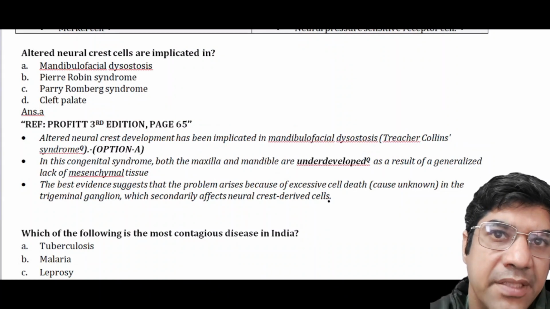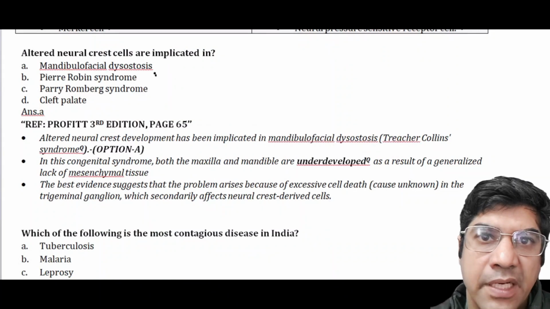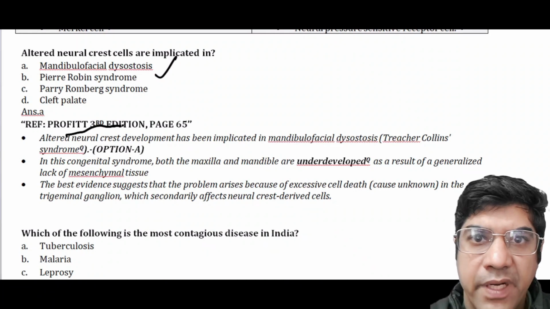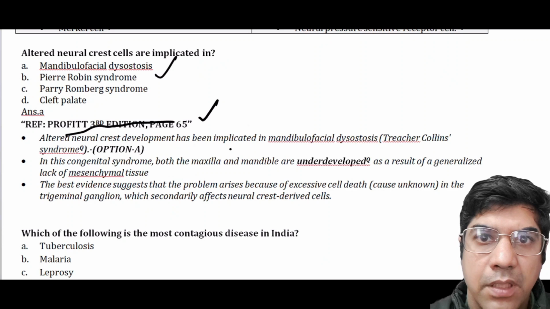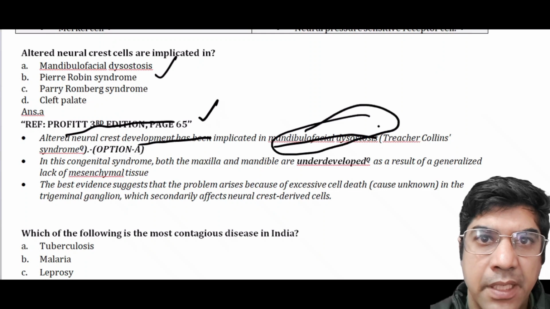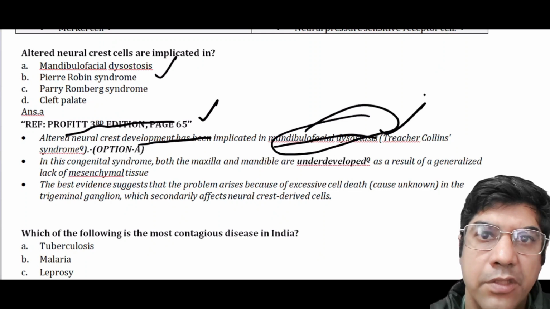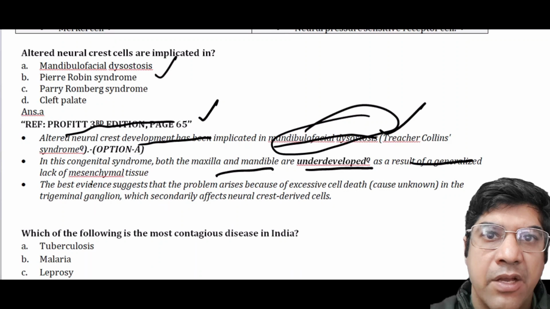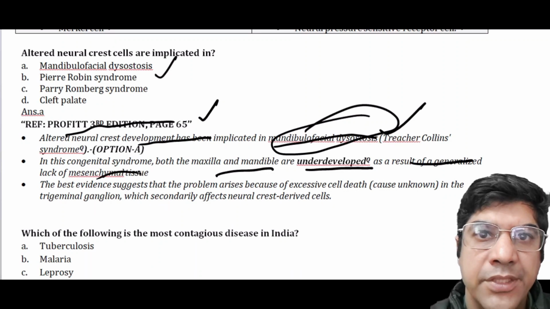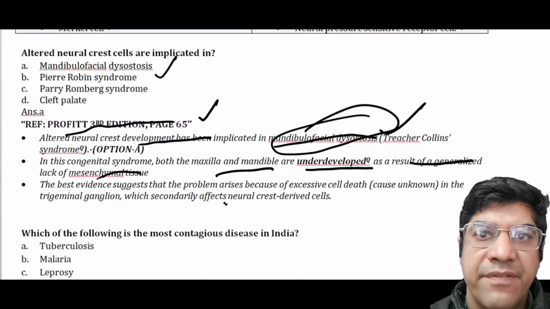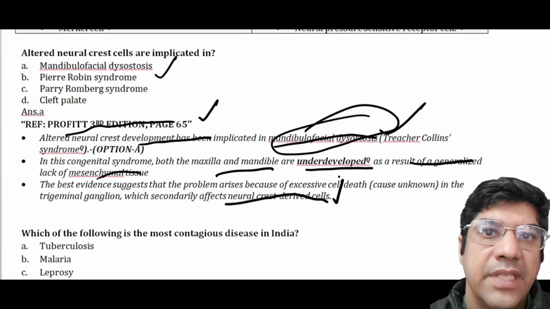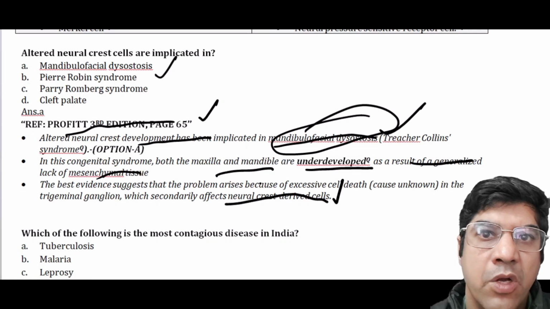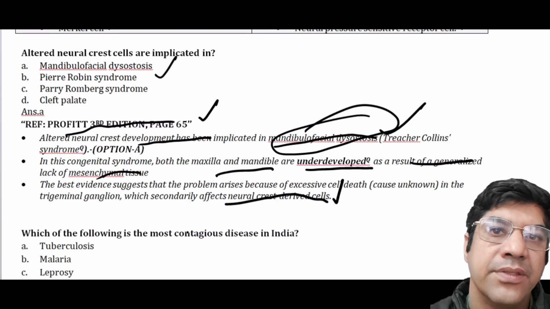The altered neural crest cells are seen in mandibulofacial dysostosis. So reference from Proffit, 3rd edition, page 67. Altered neural crest development has been seen in mandibulofacial dysostosis, that is the Treacher Collins syndrome. So in this syndrome, both the maxilla and mandible are underdeveloped as a result of generalized lack of the mesenchymal tissues. So that would affect the neural crest cells, because of the excess cell death in the trigeminal ganglion.